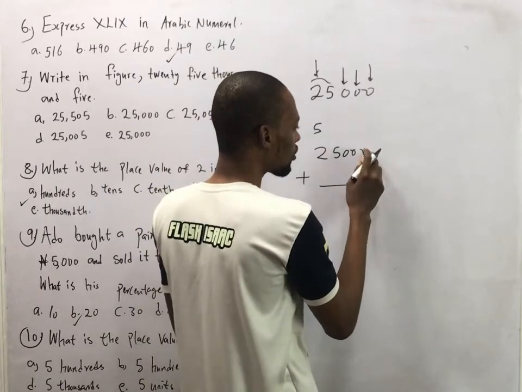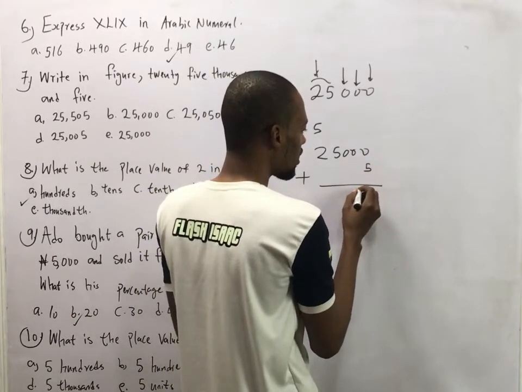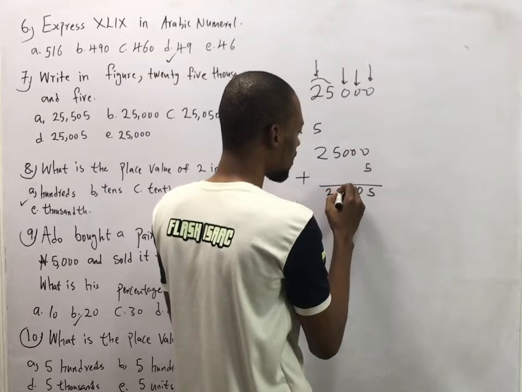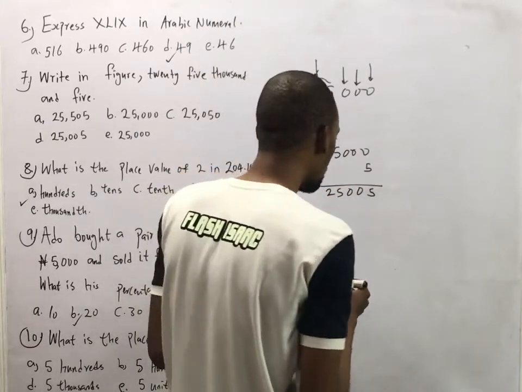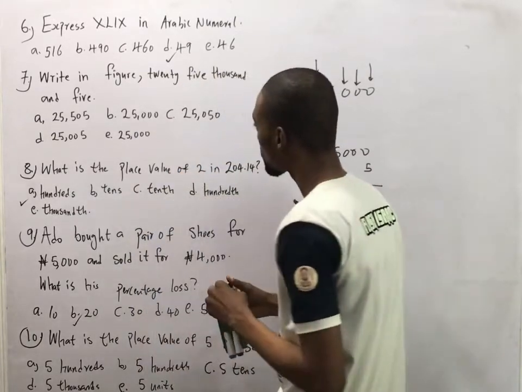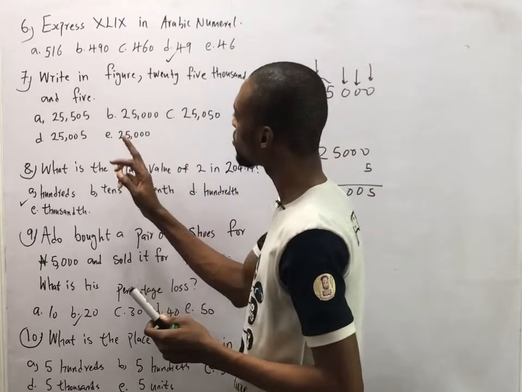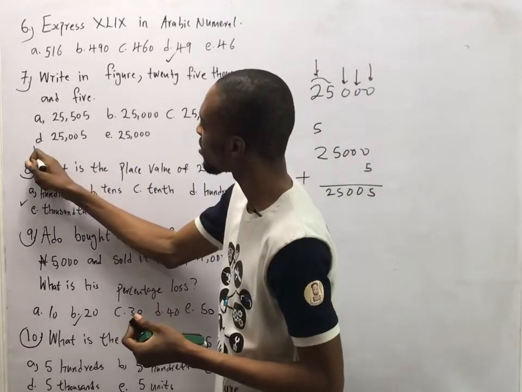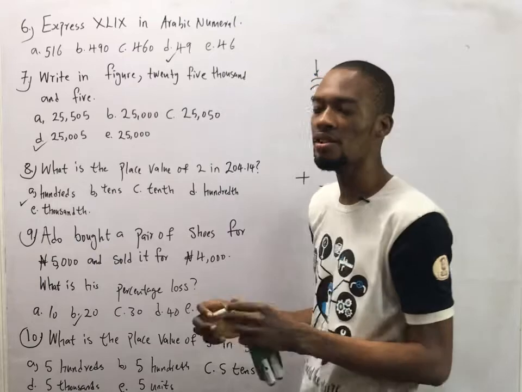So this will give you 0 plus 5 is 5. Here is 0, 0, 2, 5. So it's 25005. So let's look for 25005. So that's option D. Option D is the correct option.